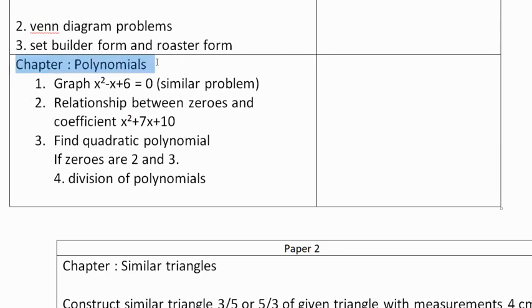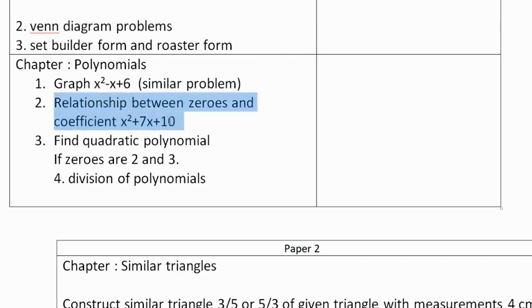So moving on to the chapter polynomials, one graph is a definite question, either a cubic polynomial or a quadratic polynomial. So one graph compulsory question, please prepare this graph, students. They may change the numbers here. They may give x squared plus 7x plus 10 or something, a quadratic polynomial equal to zero, students. So we have to draw the graph and find the zeros using the graph.